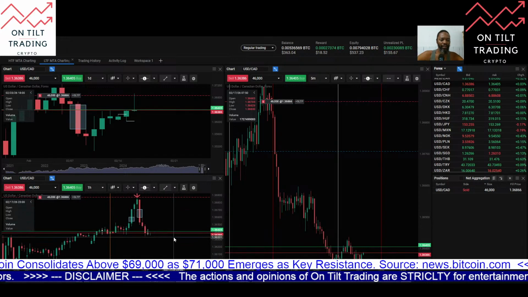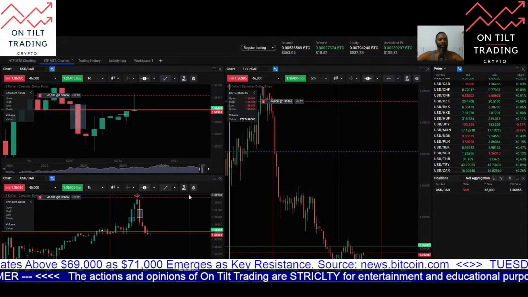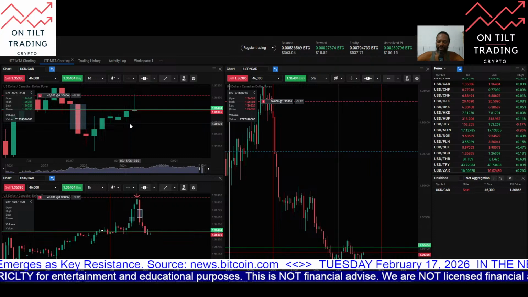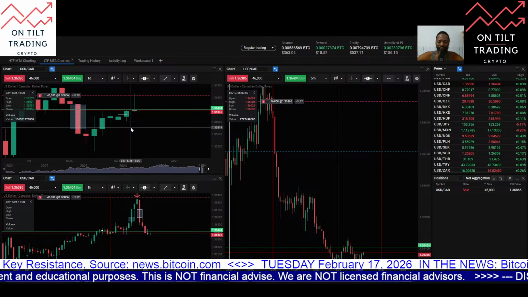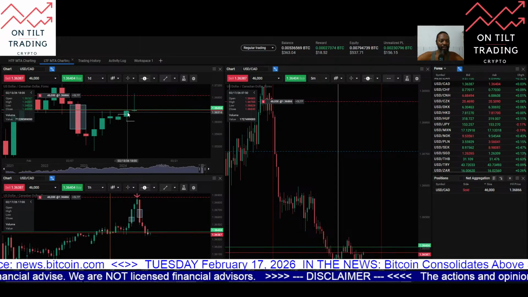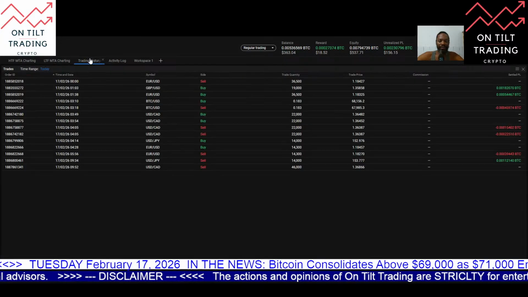But I'm learning more about liquidity on the daily level. I've been trading the 1-hour liquidity, but I'm finding the liquidity from the daily chart being a lot more productive for my style of trading.